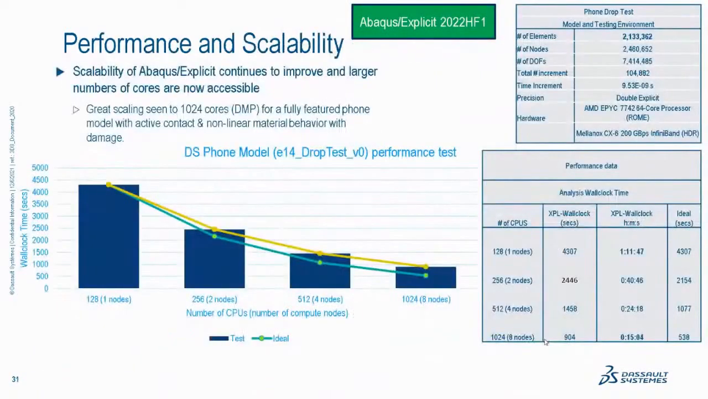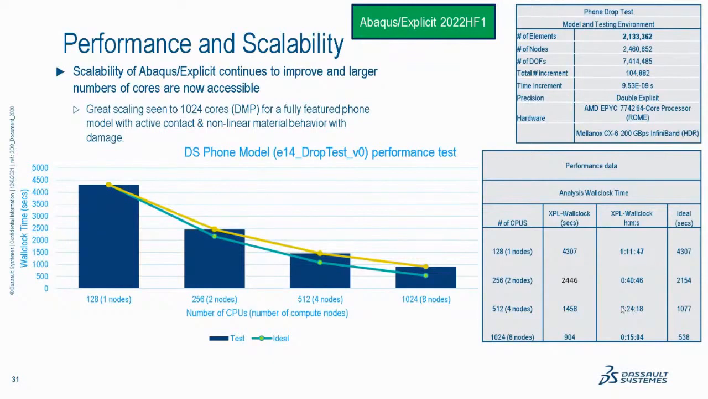The next slide is showing the performance and scalability results of this model. It has 2 million elements, 7 million degrees of freedom, and a fairly small time increment in this case, 1 times 10 to the negative 9th. What's different about this model than the previous one is that there's general contact, so we have to take into account contact with the load balancing and the domain decomposition. And there's also nonlinear behavior, including material damage and failure.